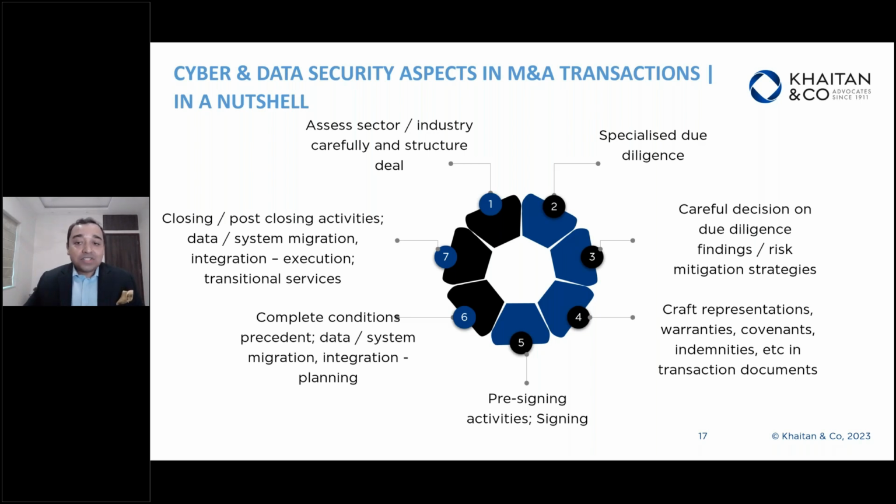You need to make careful decisions in relation to due diligence findings and risk mitigation strategies. We have to craft representations, warranties, covenants, and indemnities in a specifically curated manner. Then you will have pre-signing activities and signing. Then you'll move on to some conditions precedent to be fulfilled.